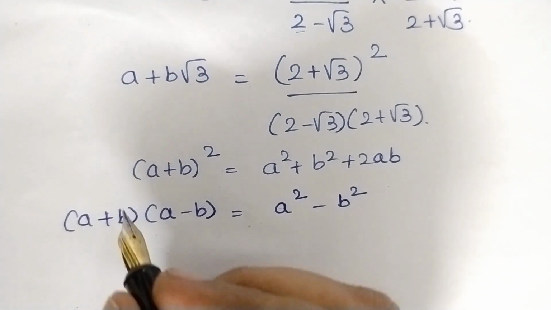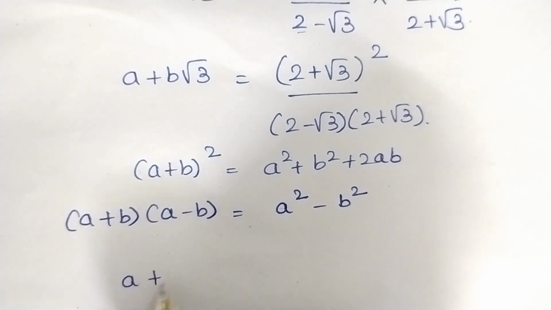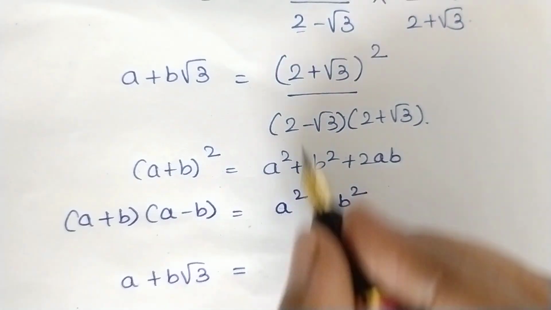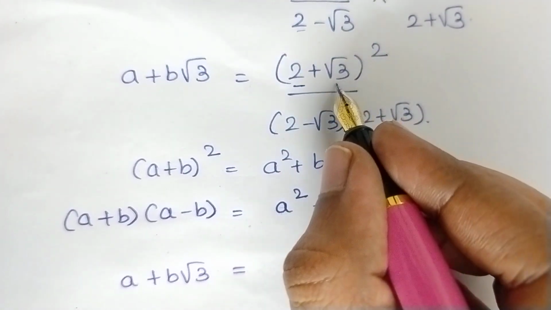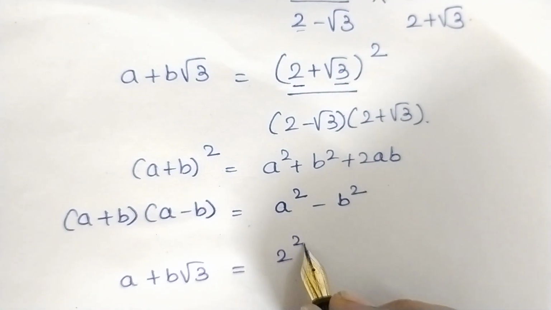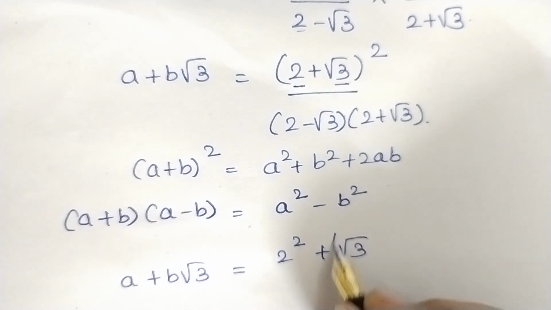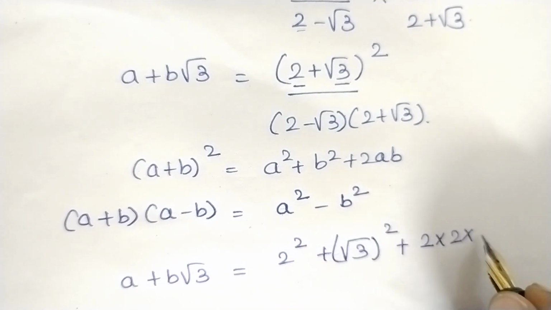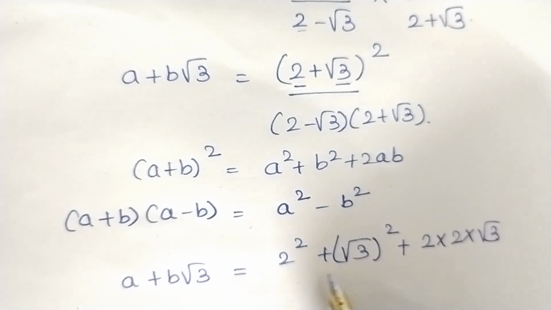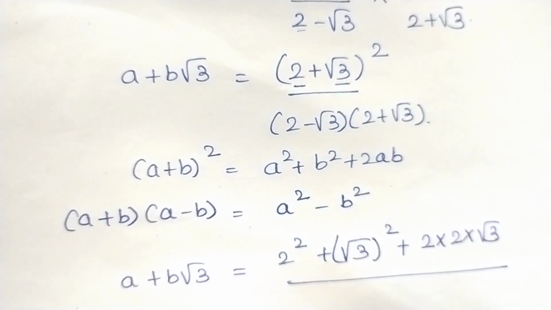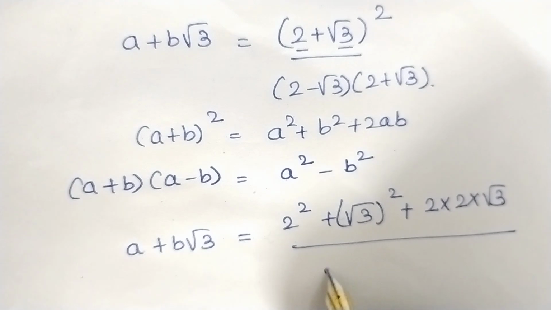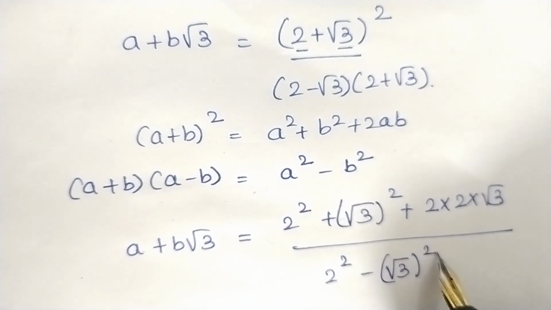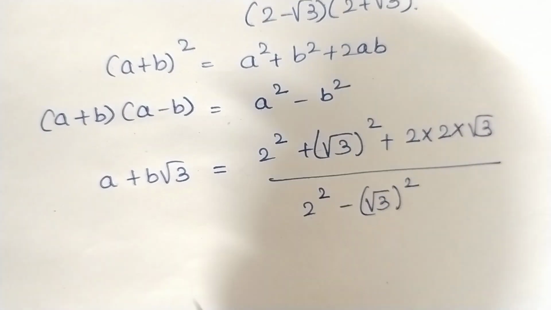Therefore this becomes a plus b root 3 is equal to, here a is 2 and b is root 3. a square is 2 square plus b square is (root 3) the whole square plus 2 multiplied by a multiplied by b. Okay. So divided by, here a square is 2 square minus b square is (root 3) the whole square. Okay. So now simplify this.